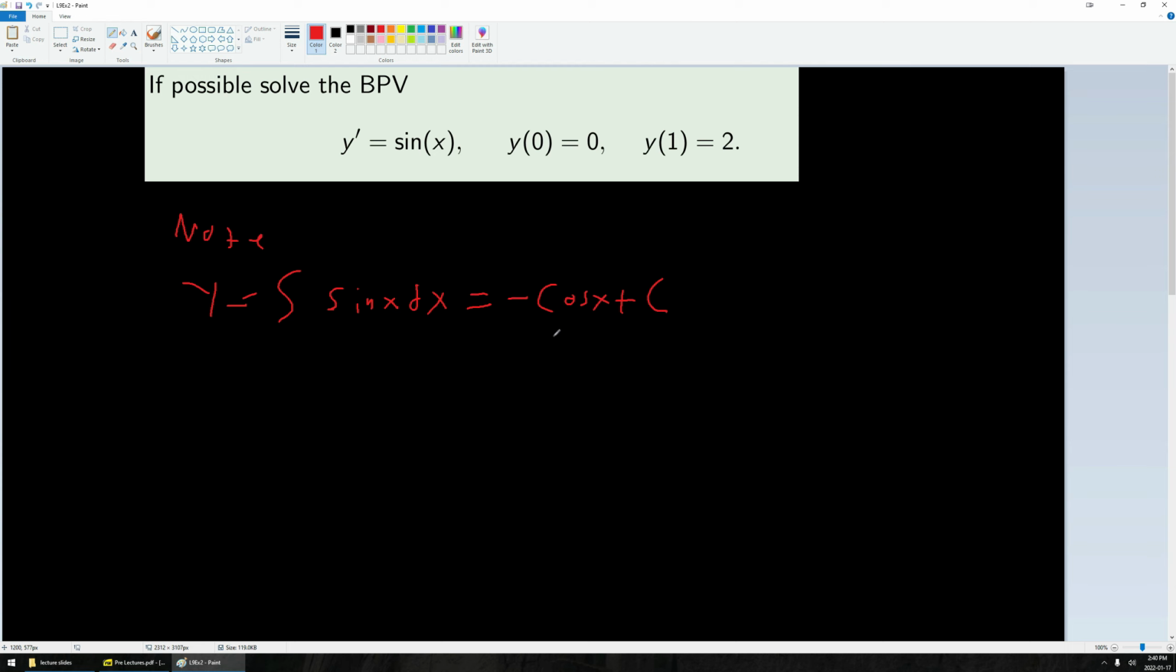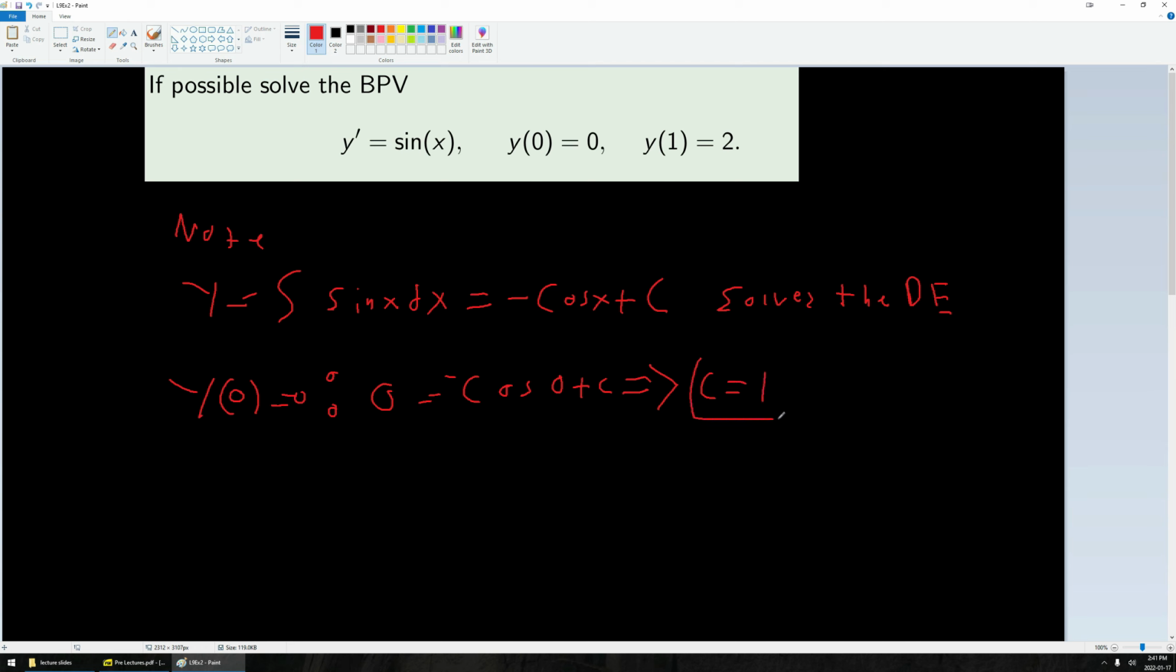Okay, so this is pretty trivial, so I can just note that this solves the differential equation. Pretty straightforward there. So now I go to apply the initial condition. y of 0 is equal to 0. This tells me what? Well, 0 would need to be equal to negative cosine of 0 plus c. Cosine of 0 is 1. So here I simply get that c has to be equal to 1.